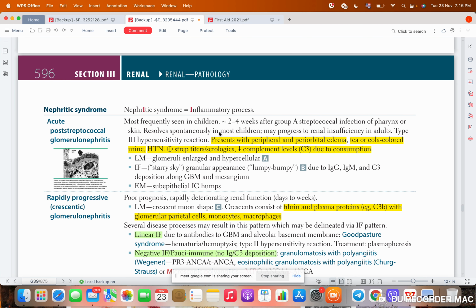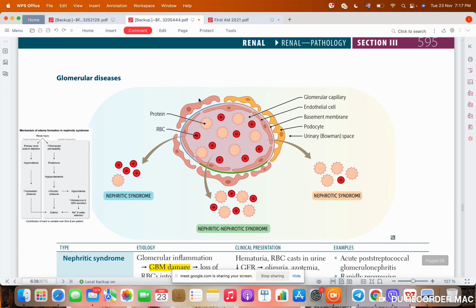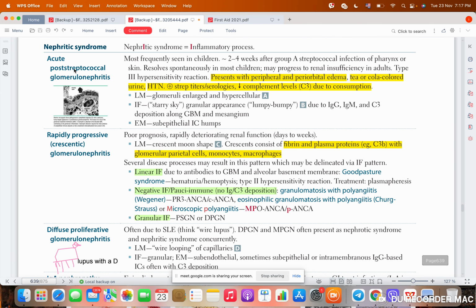So nephritic syndrome is an inflammatory process. What is destroyed in nephritic syndrome? Remind me, please. Was it the glomerular basement membrane or the podocyte? Where was the damage? Yes, it was the glomerular basement membrane. So the first condition we are going to speak about is something called acute post-streptococcal glomerulonephritis.